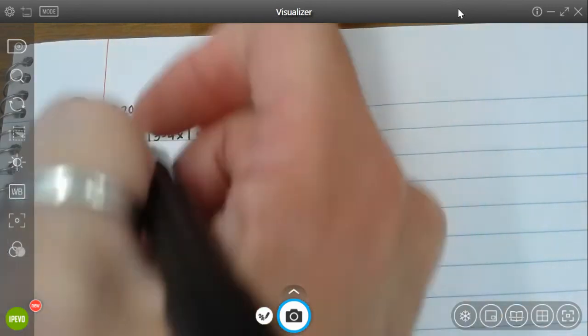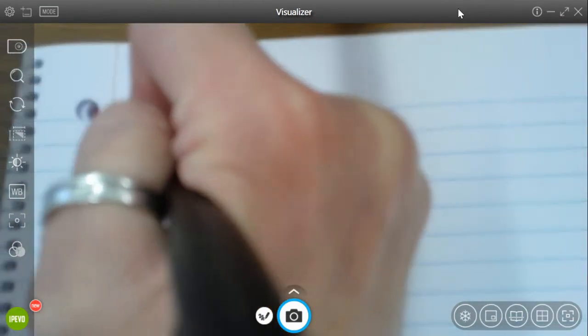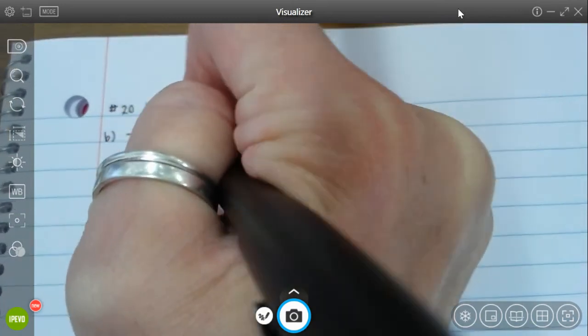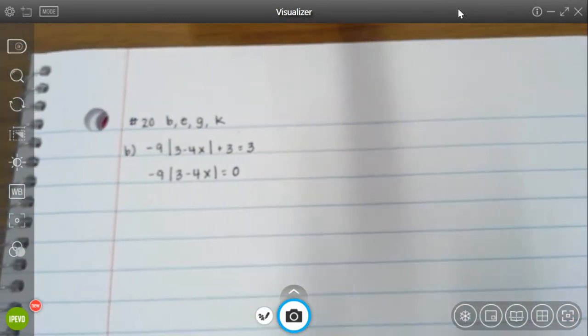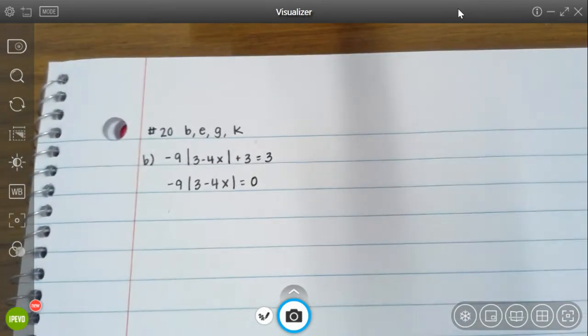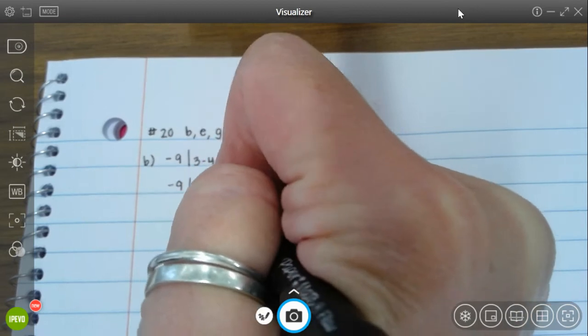before I do anything with this absolute value. So if I undo the 3, that'll give me -9 times the absolute value of 3 minus 4x is going to be equal to 0. And then I want to divide each side by -9. So when I do that, that'll give me the absolute value of 3 minus 4x is equal to 0.